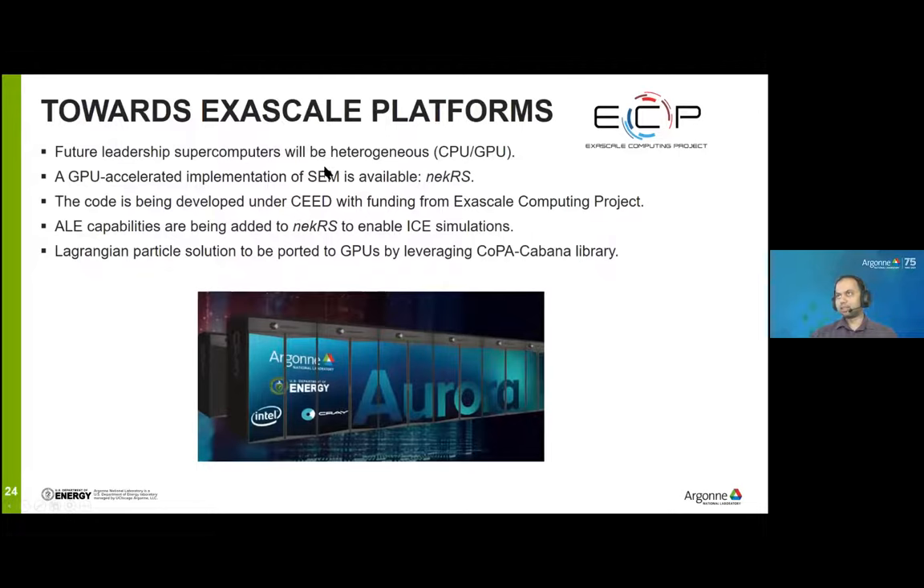So one thing is, as we move towards exascale platforms, one thing that's clear is that at least within the US, all the future leadership supercomputers will be heterogeneous. So basically we'll have CPU and GPU. So everything that we're planning towards the future needs to take this into account. With that in mind, a couple of years back, we shifted towards a GPU accelerated implementation of NEK called NEK-RS. Currently we have already ported our engine simulation capability into this platform. Our spray and combustion models have still not been ported into this GPU framework yet, but that's currently underway. And for the Lagrangian solution, we're using a library called Cabana.